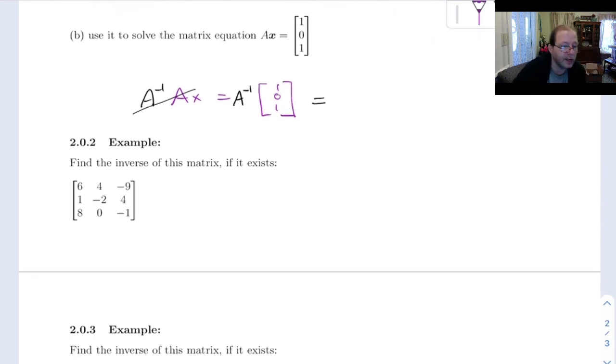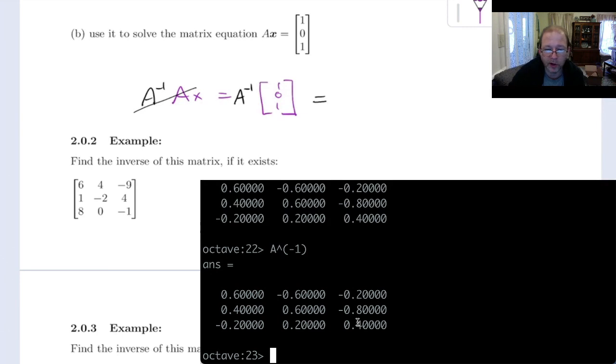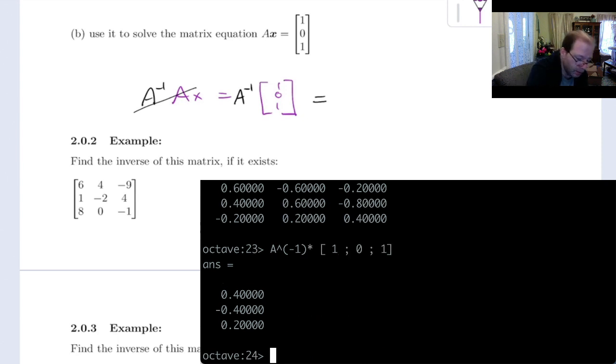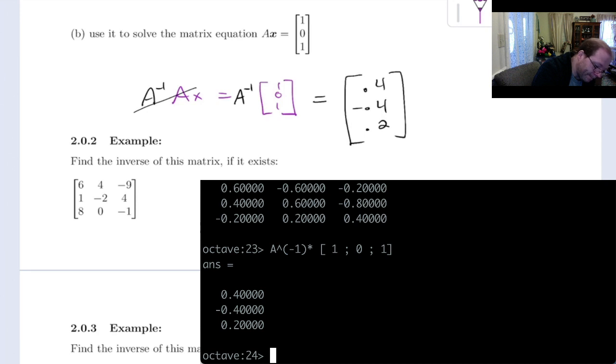I'm going to use Octave to do it because this video is running long. So there's my matrix A inverse. I'm going to multiply it by the column vector 1, 0, 1. And it gives me this: 0.4, negative 0.4, 0.2. All right. I think we'll stop this video here.